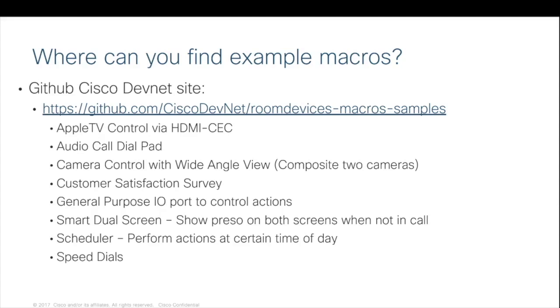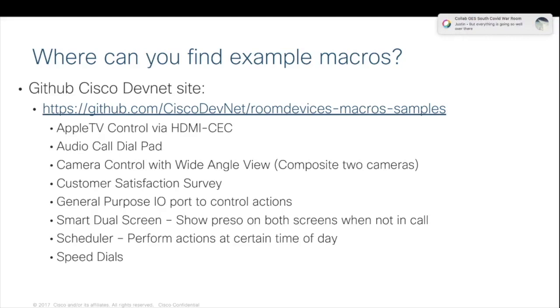I mentioned the Apple TV earlier. That's one of the samples that they have, and you can literally hook your Apple TV up to an input on the codec, throw away the Apple TV remote because you're going to be able to use the touch panel as the remote control for that Apple TV. The second one here, the audio call dial pad, is nice, where you have people who just want to dial a phone number and they don't want to have to use that big keyboard screen. They just want a normal phone looking screen on the touch panel to dial their phone number. Well, audio call dial pad will do that for you.